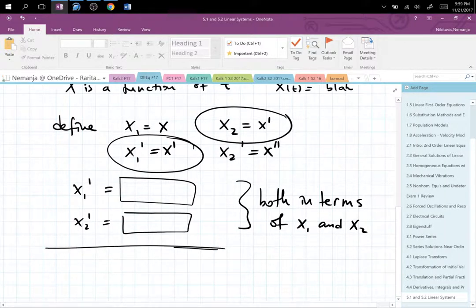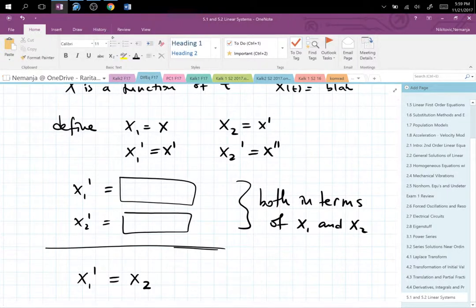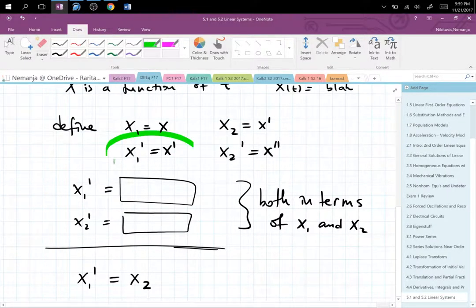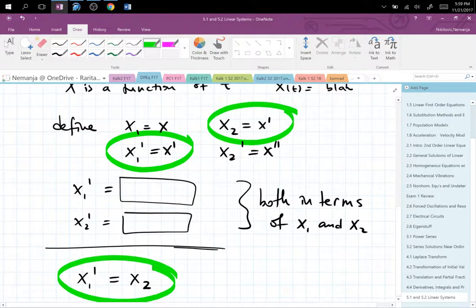So by those two, x1 prime is equal to x2. Let me actually do the colors here. So this one gives that one. This one would be what we need, but we are not allowed to have x prime. So you look for x prime in terms of x1 and x2, and we do have it: x prime is equal to x2. So x1 prime is equal to x2. And that gives us the first equation.